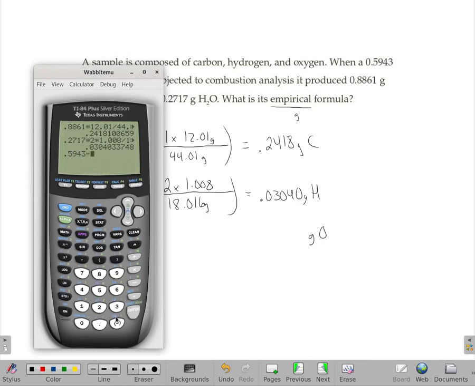So 0.5943 minus 0.2418, also minus 0.0304. I get that the amount of oxygen is 0.3221.